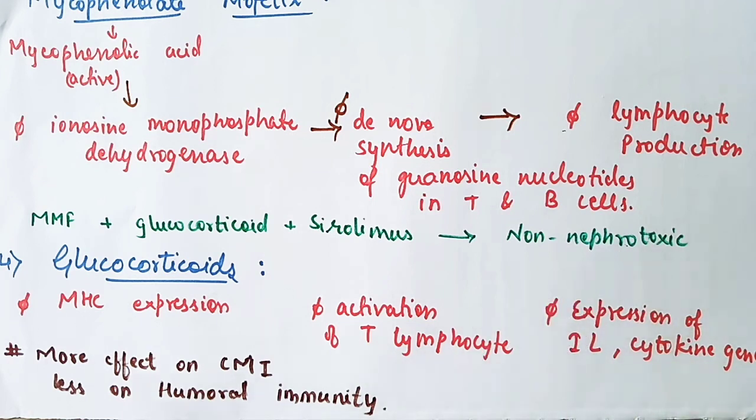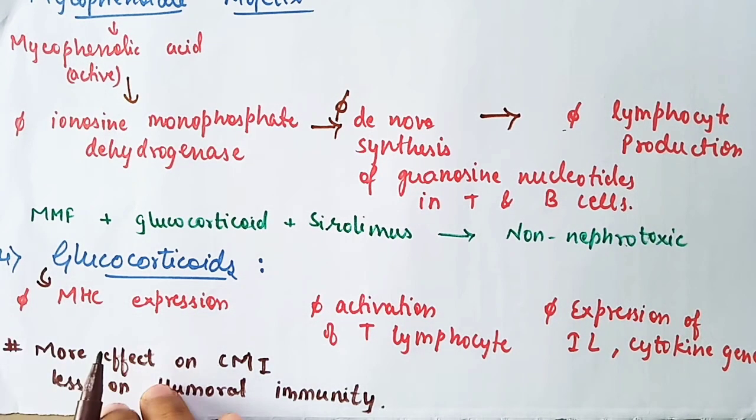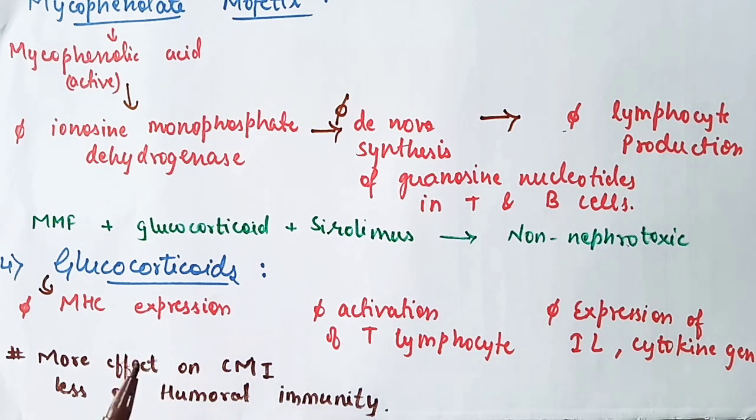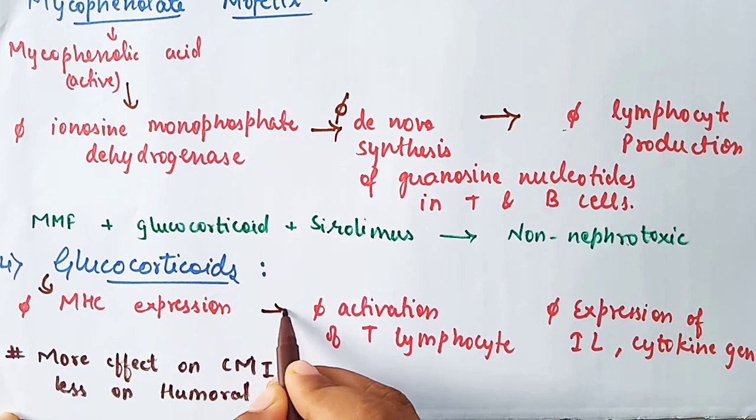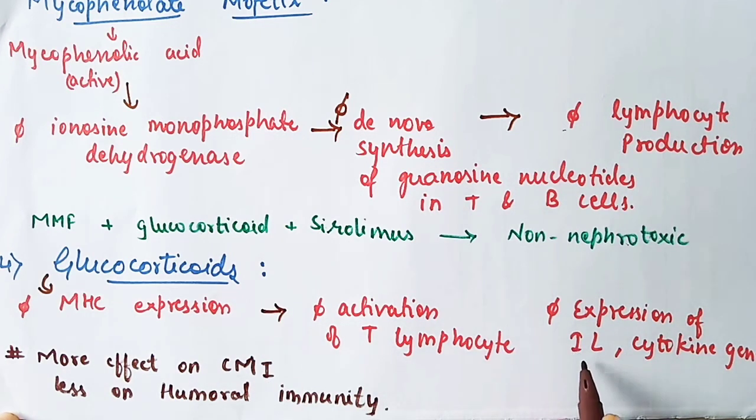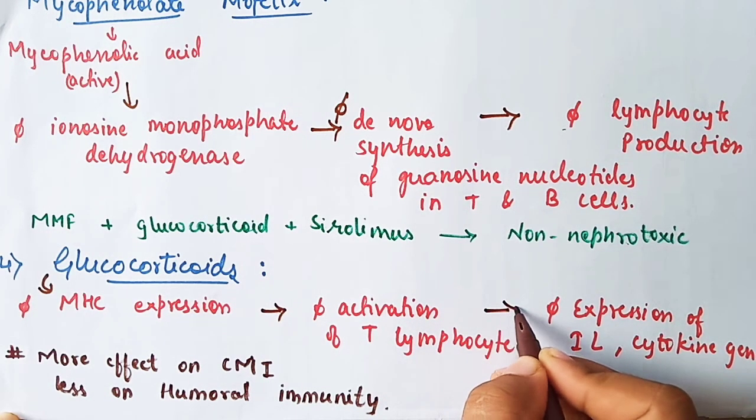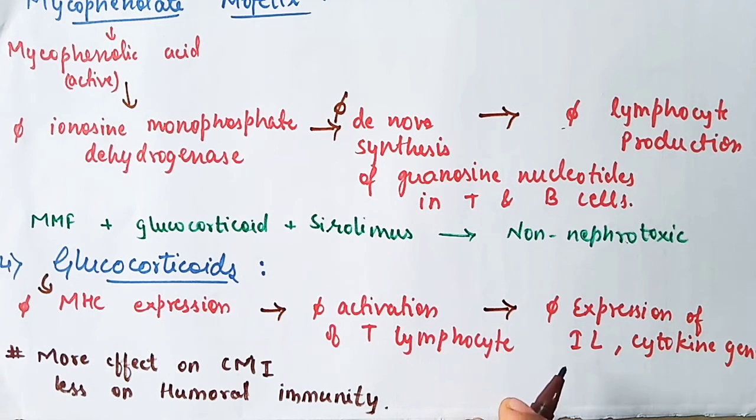Now let's see the next category, that is glucocorticoids. How do glucocorticoids act? They inhibit MHC expression. Since MHC expression does not take place, as we have seen earlier, when MHC gets bound to the T cell, then activation of the T cell occurs. No MHC expression means no activation of T lymphocytes, and that is no expression of interleukin and cytokine genes, as we have already seen in the diagram when I was explaining calcineurin.